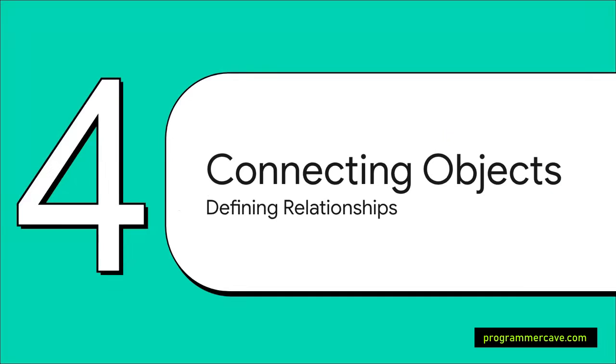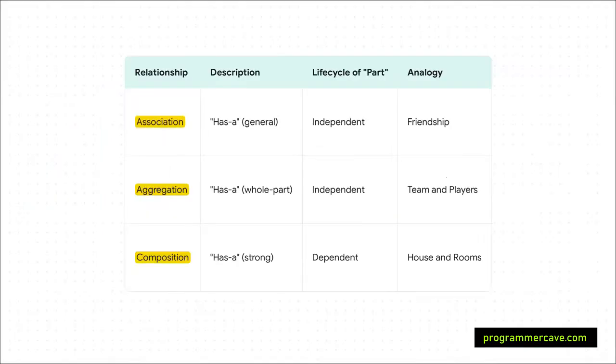Okay, so we've got our objects and we've got the 4 principles they're built on. But great software isn't about a bunch of objects sitting in a room by themselves. It's about how they connect and work together. So this table breaks down the 3 main ways objects can relate. You've got loose connections, like association. Think of it as a friendship. You've got aggregation, like a team and its players. The players can still exist if the team breaks up.